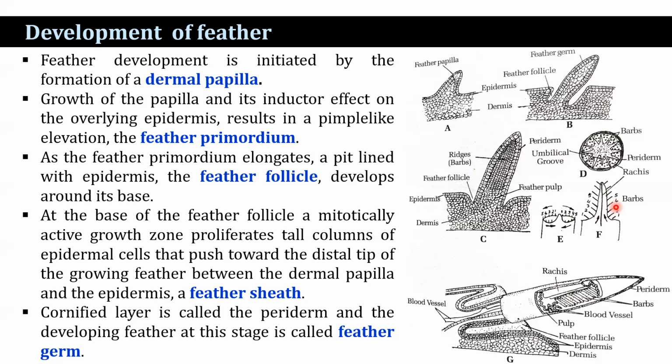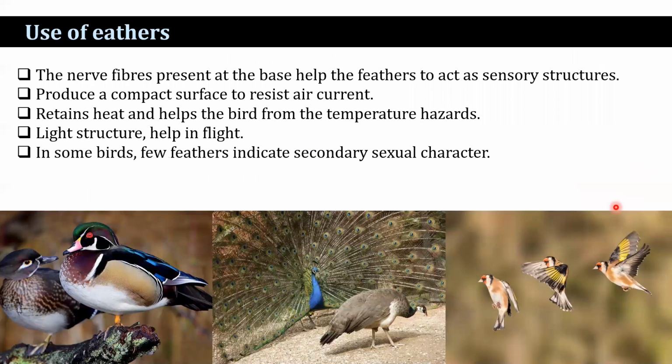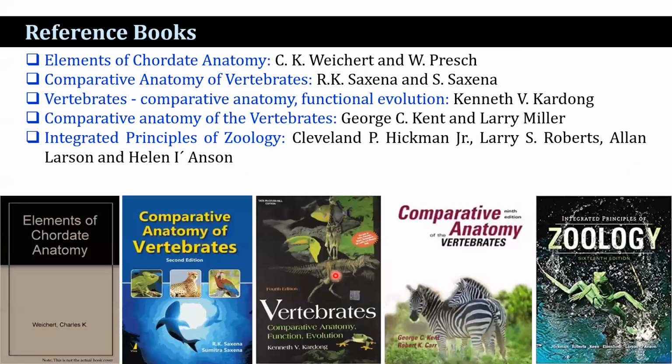Now, what are the functions of the feathers? The nerve fibers present at the base help the feathers to act as sensory structures to receive tactile stimuli, produce a compact structure to resist air current, retain heat, and help the birds against temperature hazards. It is a very light structure, so it also helps in flight, and in some birds the feathers also indicate secondary sexual characters.